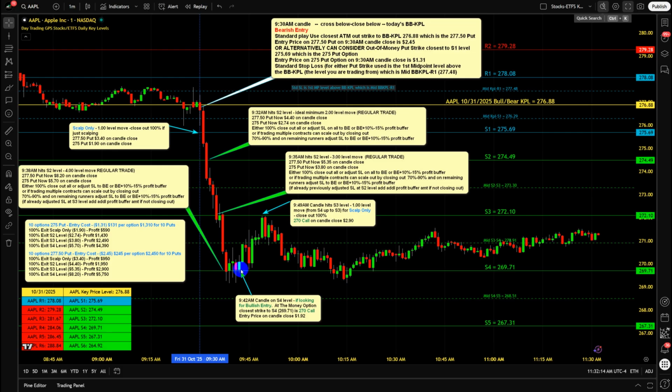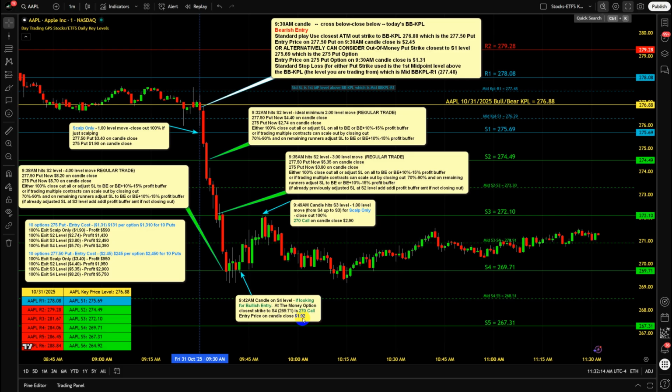And on the 9:42 a.m. candle here, off of this S4, if looking for a bullish entry, then you would have the same situation as we talked about before. If you're looking for a bullish entry, the level is S4. The price is 269.71. The closest at the money strike is the 270. Since it's a bullish play, that's a call. The 270 call entry price on the candle close is $1.92.